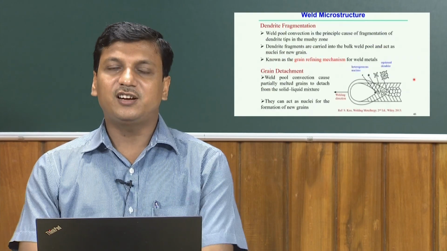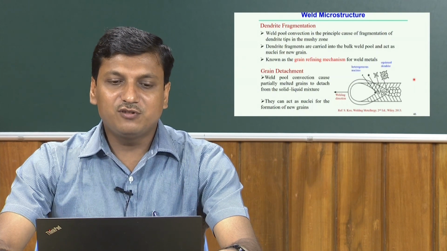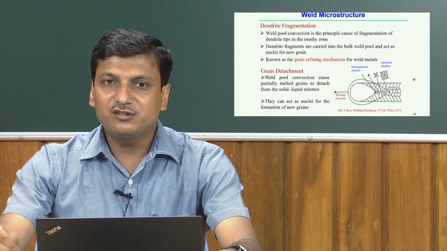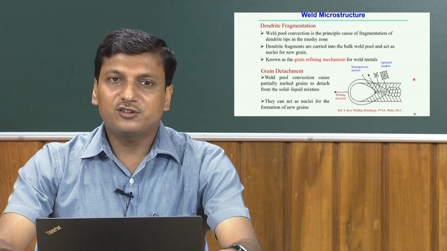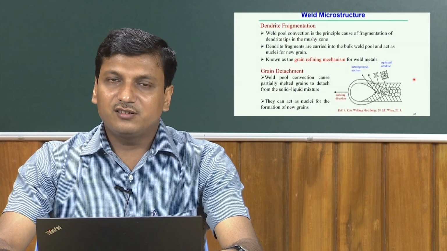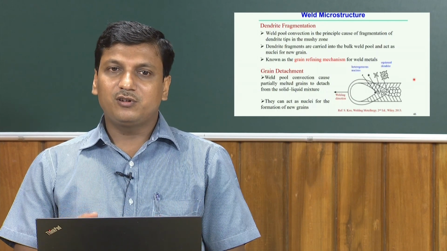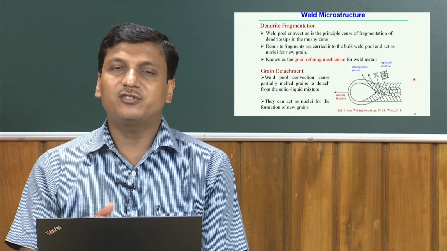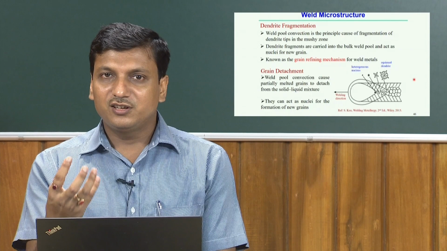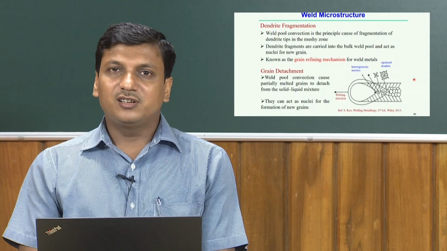So, if we look into the details of dendritic fragmentation in the welding process, it is obvious that whirlpool convection is the principal reason for the fragmentation of the dendritic tips, specifically in the mossy zone. And then dendritic fragments are carried by the bulk whirlpool and act as nuclei for new grains. So, the dendritic fragments act as a site for the nucleation.